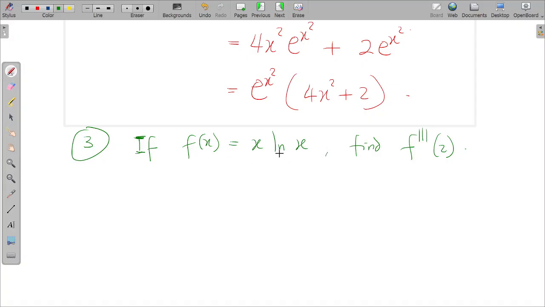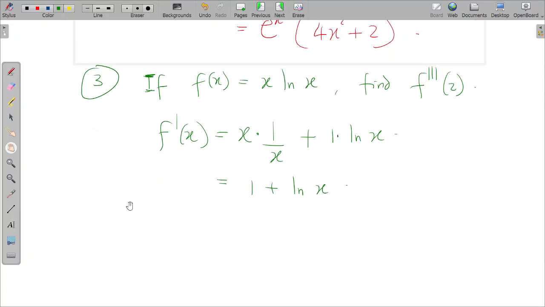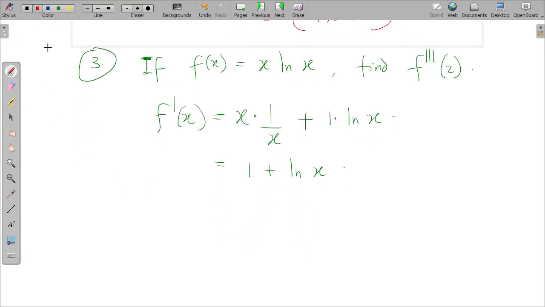All right, you will observe that this is x multiplying by ln of x, and that gives us a product. So we use product rule for that. f prime of x, product rule: hold on to this, differentiate this, plus hold on to this and differentiate this, will be 1 multiplied by ln of x. Okay, that one gives us 1 plus ln of x. Okay, that is the first derivative rather.